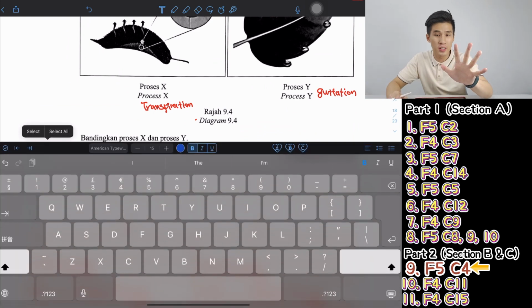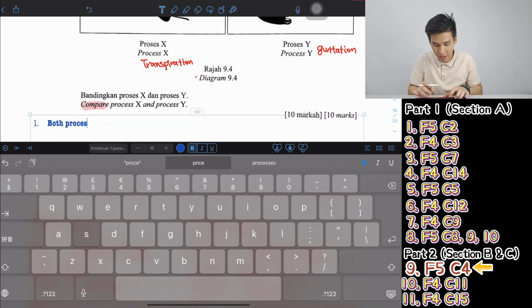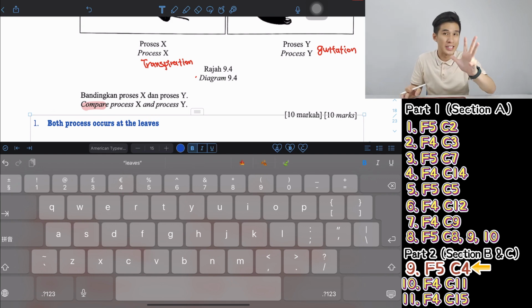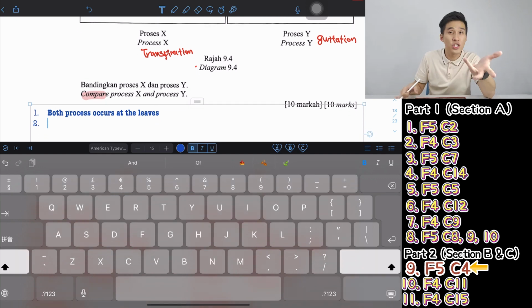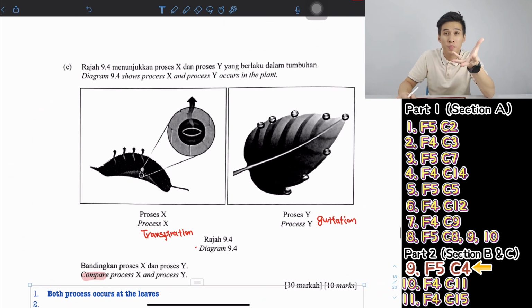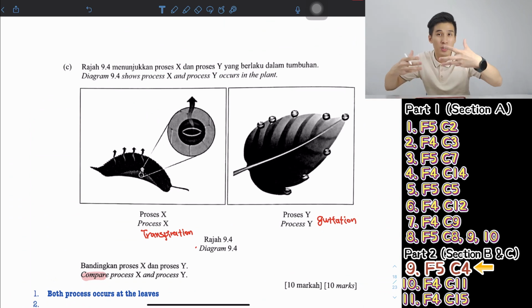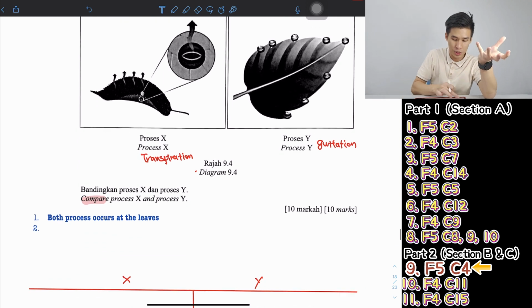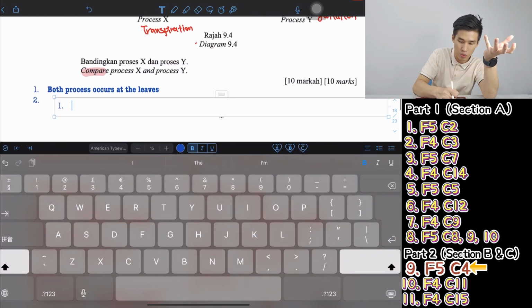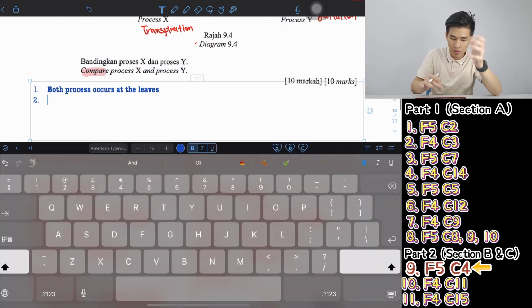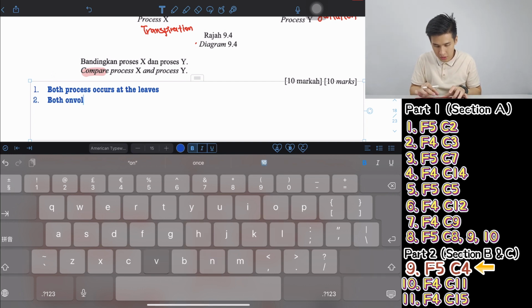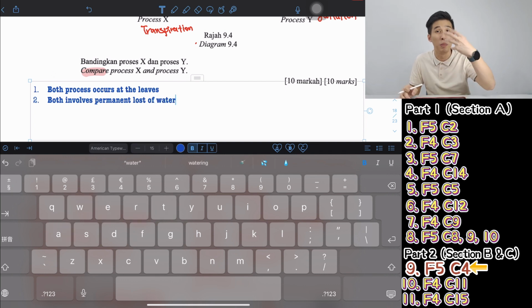Okay, the first one you can see, right, both process occurs at the leaf. So this is the easiest one. And the second one I mentioned just now already, both is water coming out. Just that the way the water comes out is different, but both involve evaporation of water, or we say loss of water. So we say both involve permanent loss of water. Yes, the water loss is permanent, meaning once it evaporates, you don't get it back.